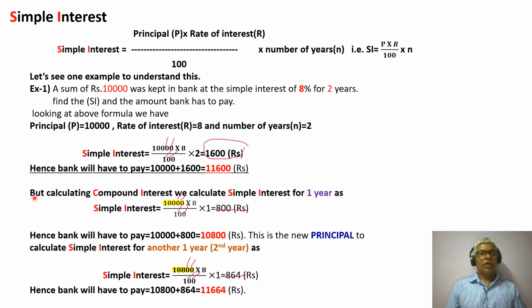But for calculating compound interest, we calculate simple interest for 1 year. Here we are trying to find the difference between simple interest and compound interest. So we find out simple interest for 1 year only. The same formula, 10,000 into 8 upon 100 into 1, that is 800. So this was the interest paid for the first year.